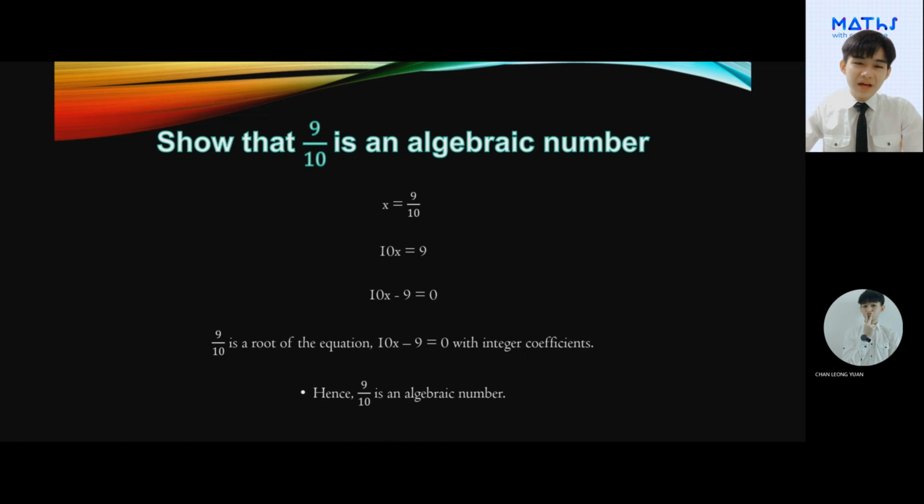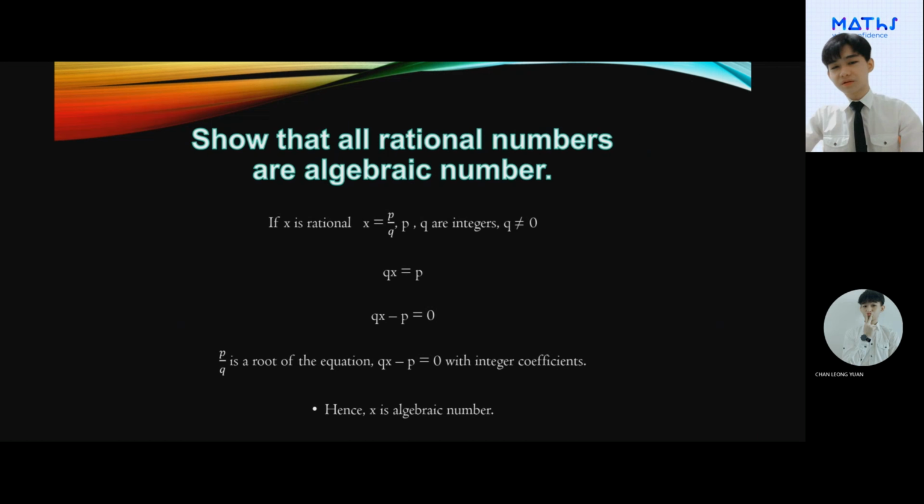Show that 9 over 10 is an algebraic number. We can let s be that number and then multiply both sides by 10, then minus 9. As it's a root of the equation, and all the coefficients are integers, it follows that we can easily prove it. In fact, we can show this property. Let s be p over q and then multiply both sides by q, then minus p. Very obvious, p over q is an algebraic number.